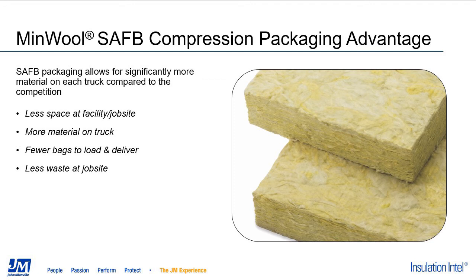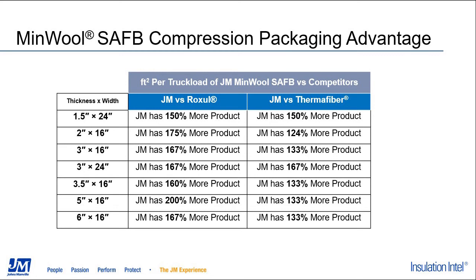The biggest advantage we have with our SAFB versus the competition is our compression packaging. That enables us to get more product in a truck, which gets more product per square foot of warehouse space. It results in fewer trips to the job and much less waste when it comes to the poly bags on the job site as well. On this next slide, it articulates some of the advantages. I won't go through each of these SKUs, but you can see some sizable differences between Johns Manville and the competition when it comes to how much we are able to get in each truck of material. This is a significant advantage that JM has to offer with our SAFB.